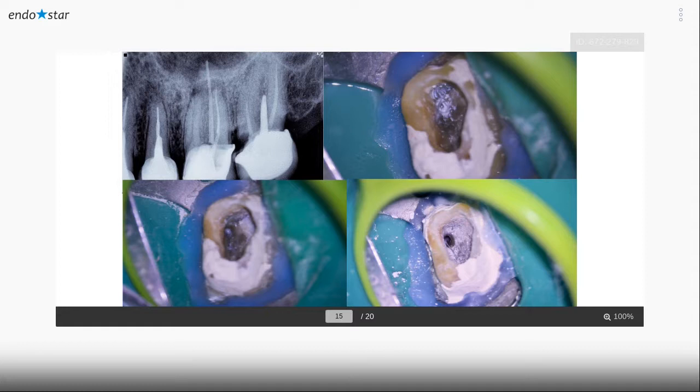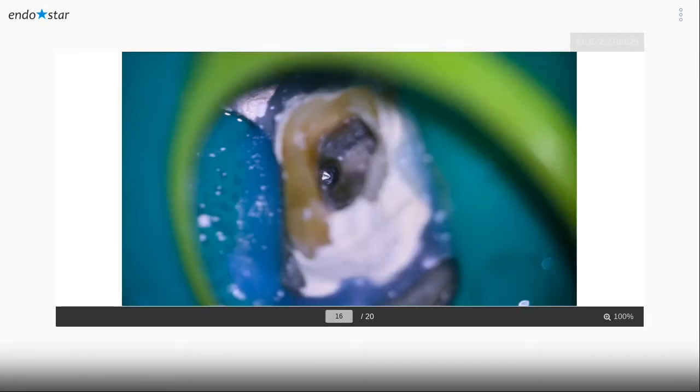And it's something that can happen. When we are trying to remove or to bypass a broken file, we are always at risk of breaking another instrument. We are at risk of breaking an ultrasonic tip. Breaking ultrasonic tips is something that always happens in our attempts to remove files.